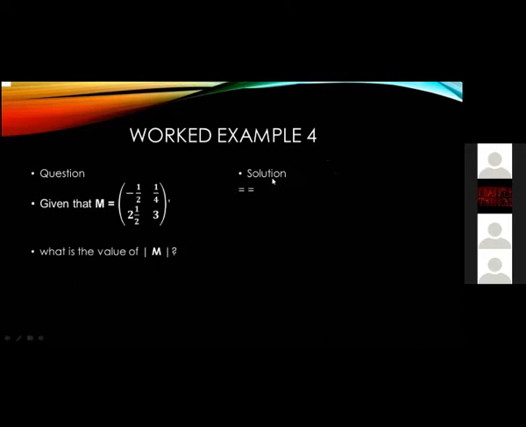Okay. What is the question here? What is the value of the determinant of M? Given that M equals minus 1 over 2, 1 over 4, and 2, 1 over 2, and 3.